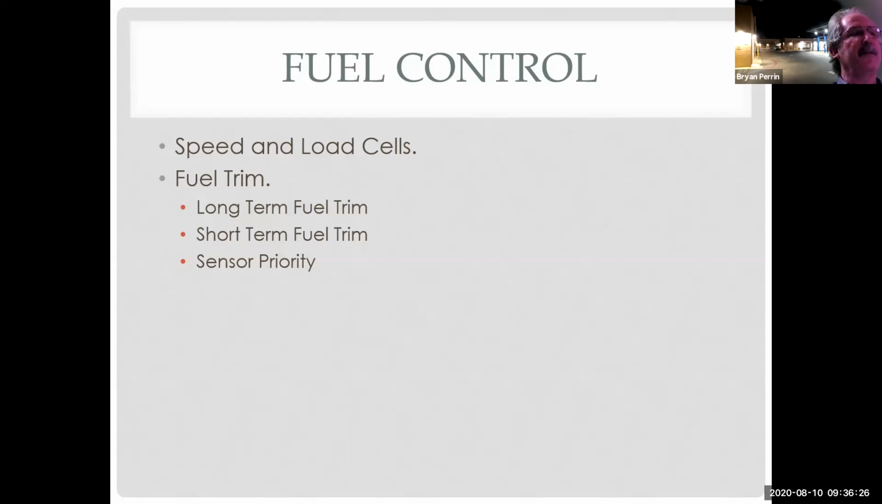So I'm going to talk about speed and load cells. That's our base programming that we use. And I'm going to talk about fuel trim, short-term fuel trim and long-term fuel trim. And I'm going to talk a little bit about sensor priority. And I'm not going to get all through this today, so we'll finish up on this tomorrow, and then we'll get it into the CDX chapter.